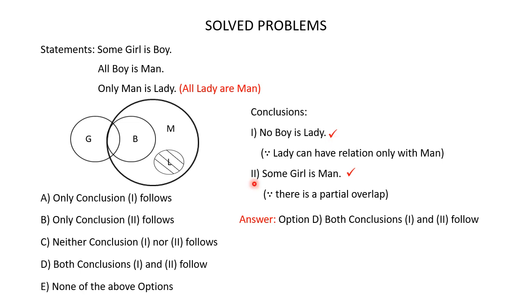Conclusion 2. Some girl is man. So you have girl here and man here. Clearly you can see that there's a partial overlap between girl and man. So this means that this portion of girls is man. That is, some girls are man. So the conclusion some girl is man is correct. Conclusion 2 follows. Now as you can see here, conclusion 1 follows, conclusion 2 follows. So the correct answer is option D. Both conclusions 1 and 2 follow.